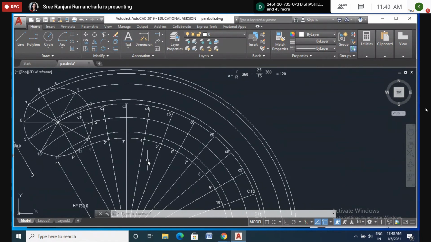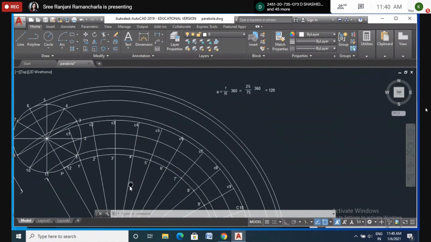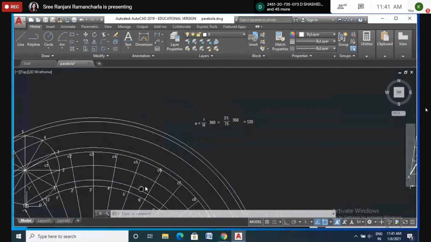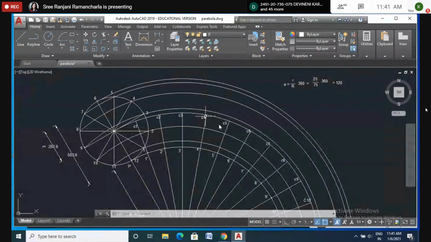No, how to plot the points P1, P2, P3? How to plot the point? What we have to do now? We constructed all lines, that's it. And now we have to do the actual curve. We have to draw the actual curve. How to draw now? How to plot P1, P2?